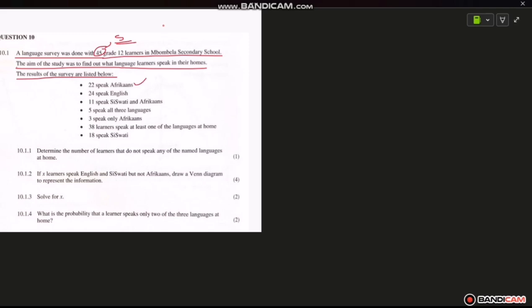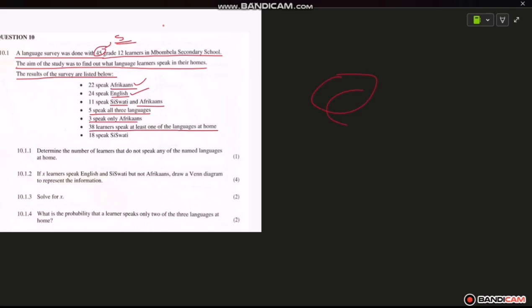22 speak Afrikaans, 24 speak English, 11 speak Siswati. So these are 2 events. Then we have another language here, meaning we will be having 3 events, right? So this is the intersection between these 2 events. 5 speak all 3 languages, 3 speak only Afrikaans, 38 learners speak at least one of the languages at home.